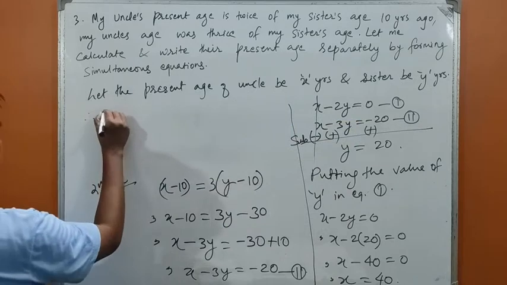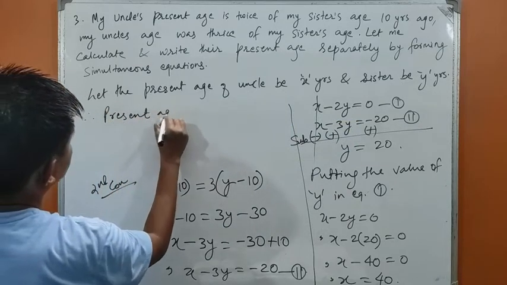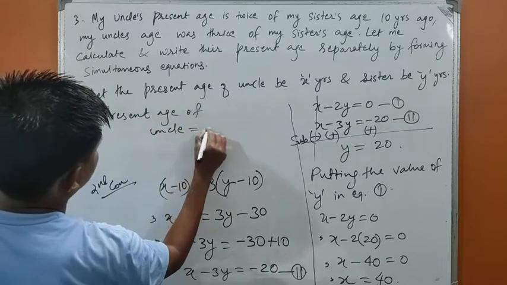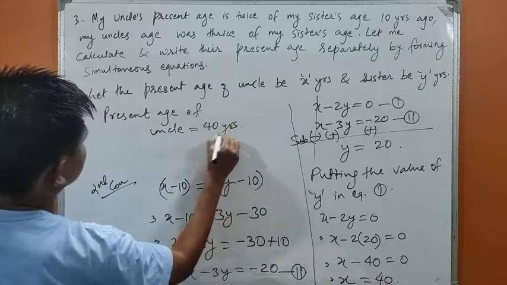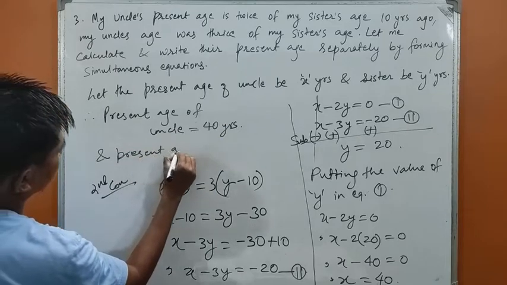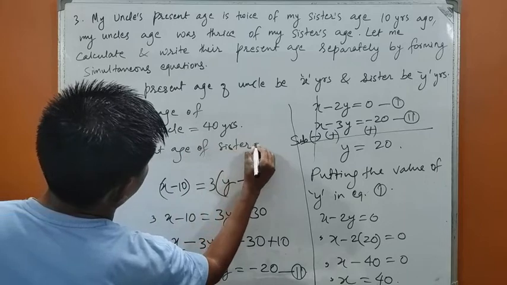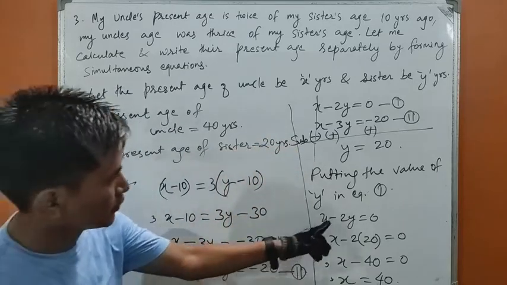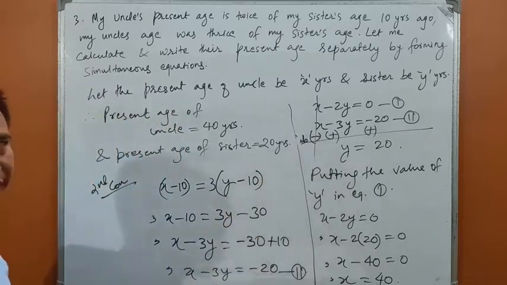Therefore, present age of uncle equals 40 years, and present age of sister equals 20 years. Are you getting me? Present age of sister is 20 years, y equals 20, isn't it? So I hope you got this.